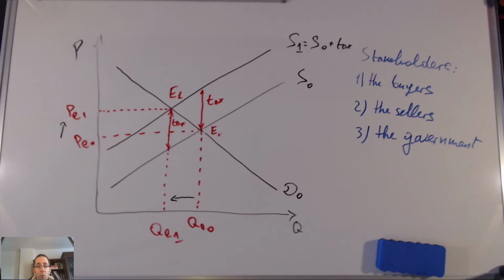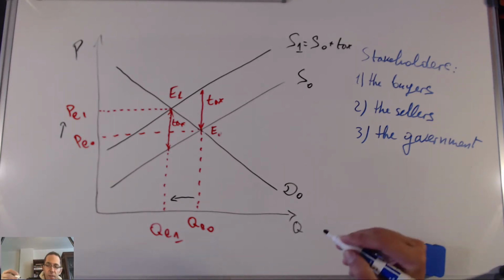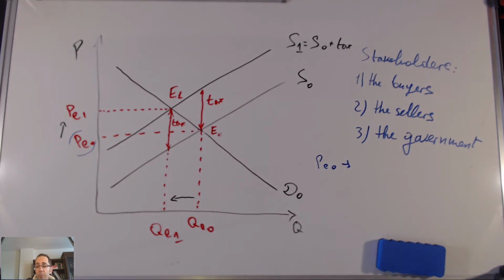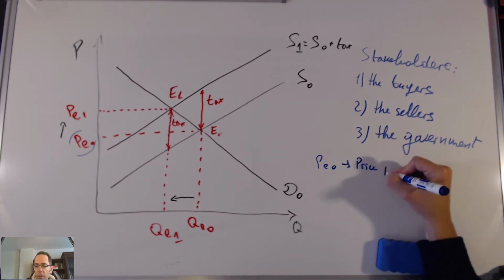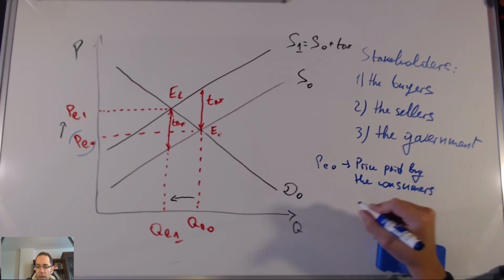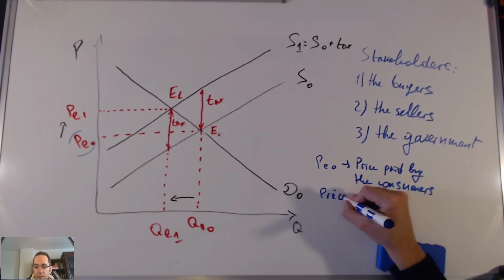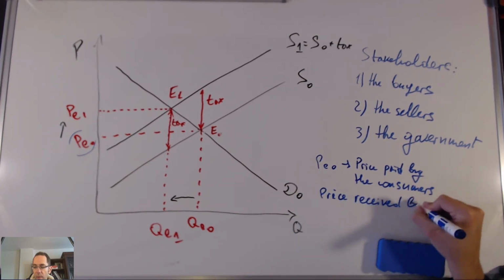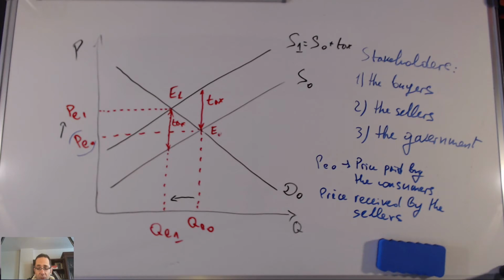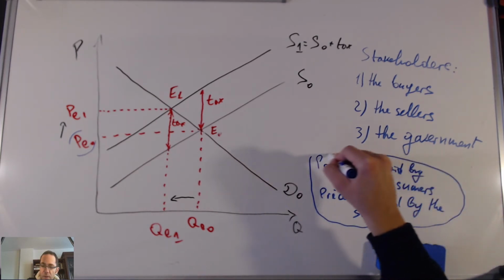Now, we want to be able to compare how the buyers and the sellers were doing before and after the tax, and then we'll throw in the government at the end as well. If we look at the before-tax situation, PE0 was the price paid by the consumers and the price received by the sellers or the producers. Okay, so before the tax, this is the situation.